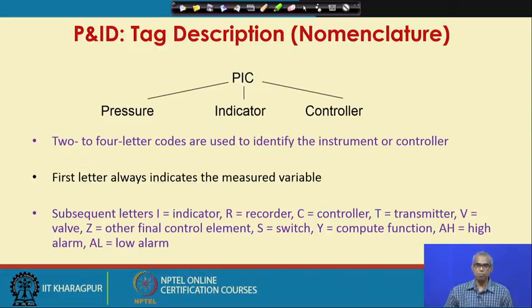So, giving an example, PIC: first letter P stands for pressure, second letter I stands for indicator, third letter C stands for controller. So, 2 to 4 letter codes are used to identify the instrument or controller. First letter always indicates the measured variable. Subsequent letters: I indicator, R recorder, C controller, T transmitter, V valve, Z other final control elements, S switch, Y compute function, AH stands for high alarm, AL stands for low alarm.